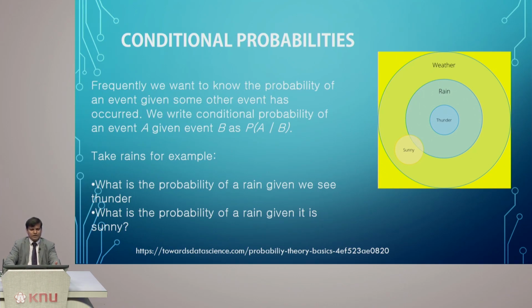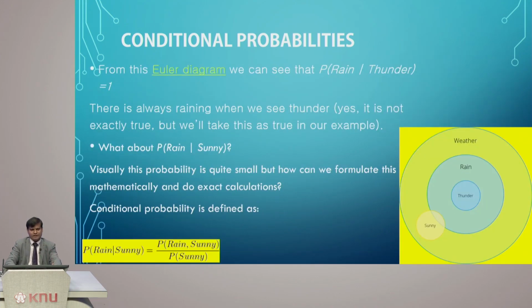Before I move on to explaining some more examples of conditional probability, we'll stick to this example first. Here again, a few more questions are being raised. Whenever there is rain, you don't expect thunder every time, but whenever there is thunder, there is always rain. So you can visually see under what condition what happens. That is the basic idea of conditional probability.